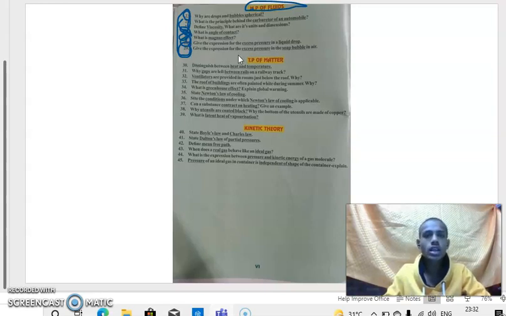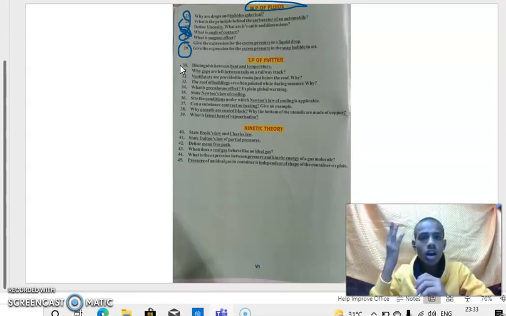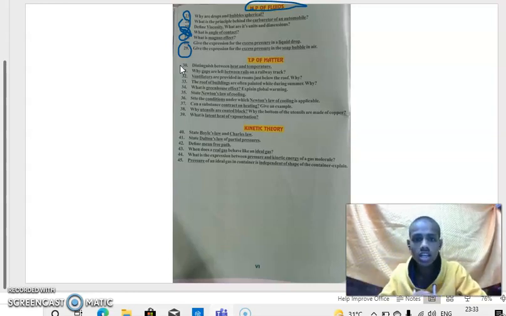And next, thermal properties of matter. In this chapter, the important questions are: distinguish between heat and temperature, why gaps are left between rails on a railway track, ventilators are provided in the room just below the roof, why? The roofs of buildings are often painted white during summer, why? What is greenhouse effect?